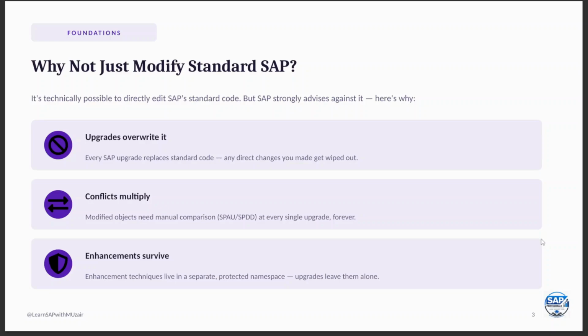And the second point is conflicts multiply. If you did modify something, you would need to manually compare and reapply your changes at every single upgrade using transactions like SPAU and SPDD. These are the activities mostly done by the technical team during upgrade. So forever, for as long as that system exists, it will happen. And the third, enhancements survive. Enhancement techniques live in their own separate protected space. When an upgrade happens, it leaves your enhancement completely alone, so it will not be changed.